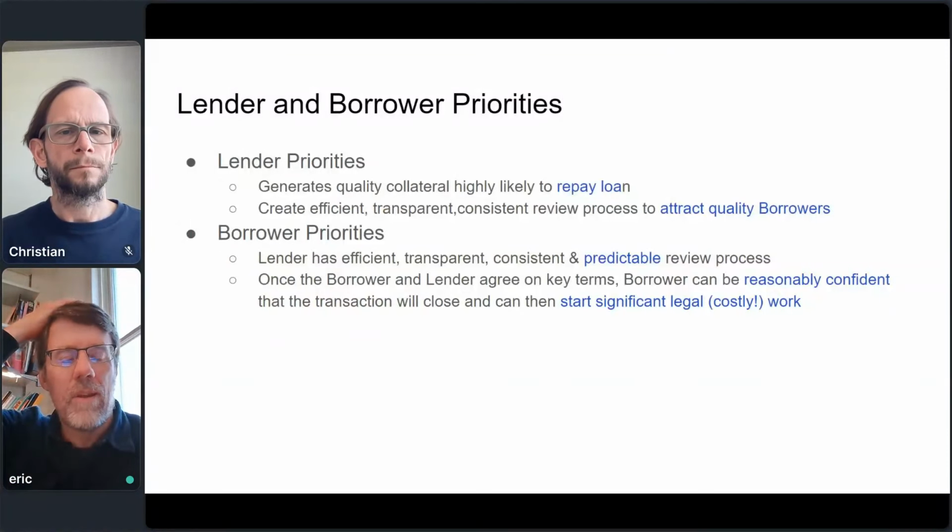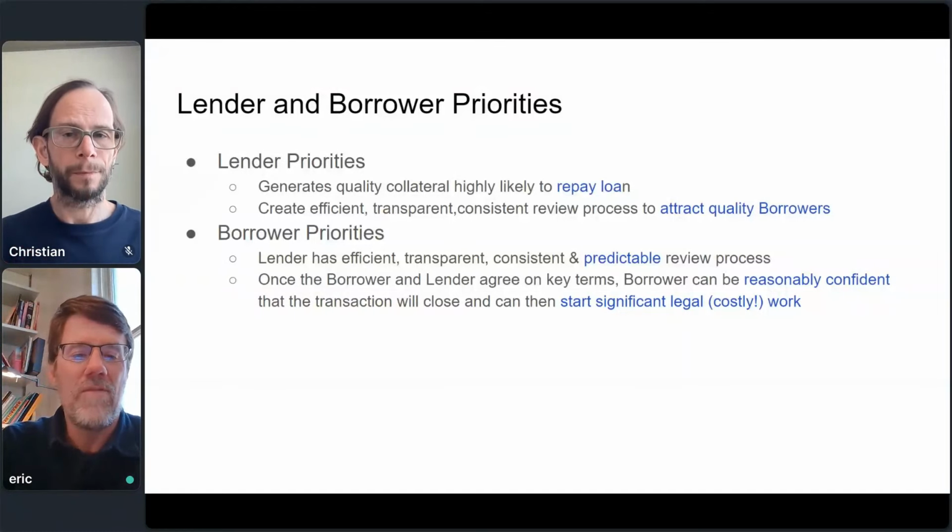All right. So what are the priorities? Well, as a lender, you want quality collateral, right? That's very highly likely to repay the loan. You're not in the business of losing money. And for your typical lender, what we're looking at is probably getting a 2 to 4% interest rate a year, so you can have very few losses and even break even.